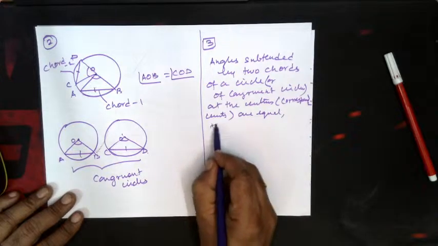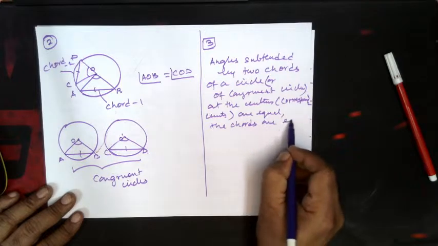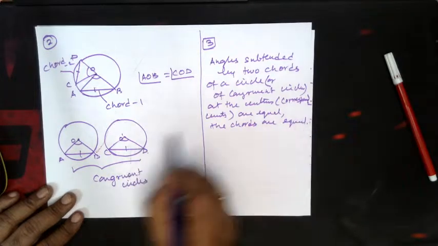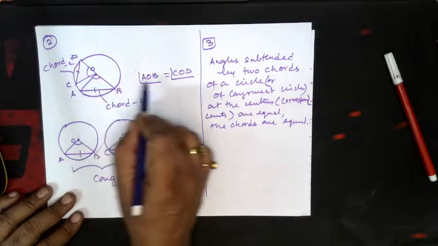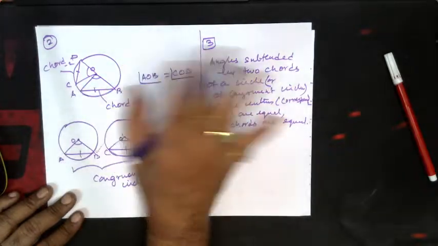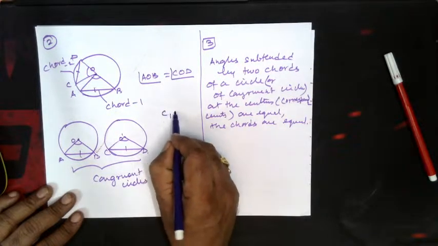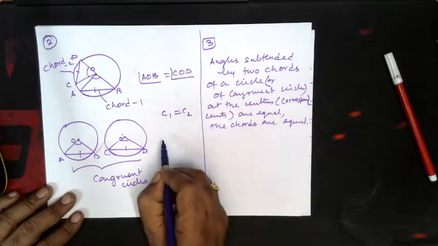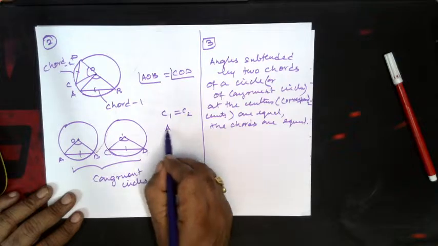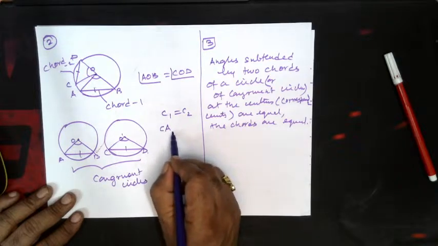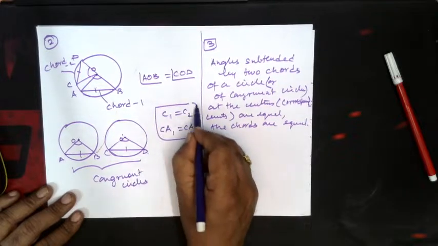Or equal, the chords are equal. What do you mean by that? In the previous case, equal chords means equal angles subtended. So this is the way you can simply remember. Chord 1, chord 2 are equal, so center angles, you can put CA1 is equal to CA2. That's all. This is the way you can easily remember.